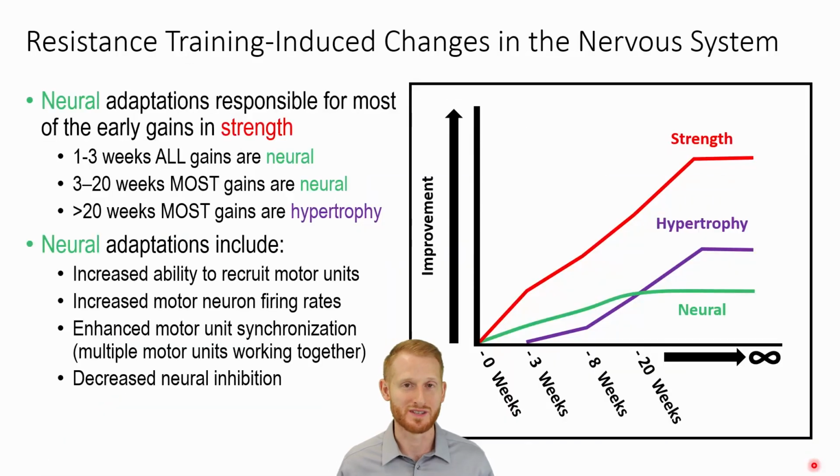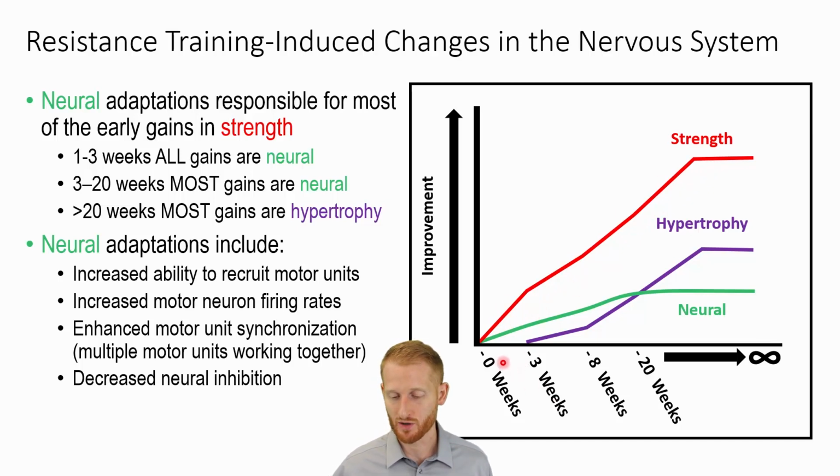What happens when you begin resistance training? Okay, so we have here time on the x-axis, and it's not a continuous scale. As you can see, we have a break here going on until infinity, and then we have the improvements in various measurements here. So we have the neural control of the system, so how your nervous system controls your muscles. We have hypertrophy, so how large the muscles are, and we have strength, so how much you can move in a single repetition, essentially.